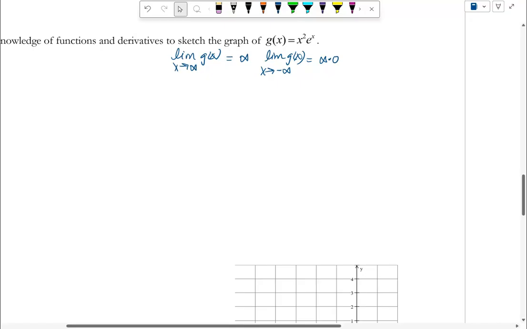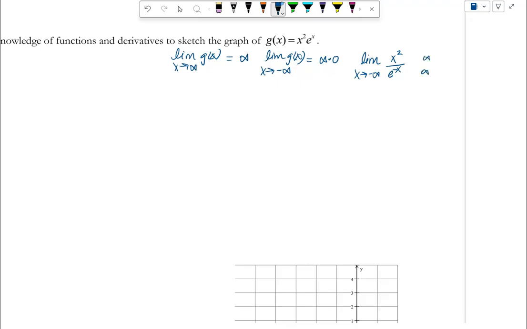And we typically want to rewrite that so that I can get something in my denominator. So I'm going to rewrite g of x to be x squared divided by e to the negative x. And so now the limit as x approaches negative infinity, when we plug this in, we get infinity over infinity. So we have two choices here. We could use L'Hopital's rule.